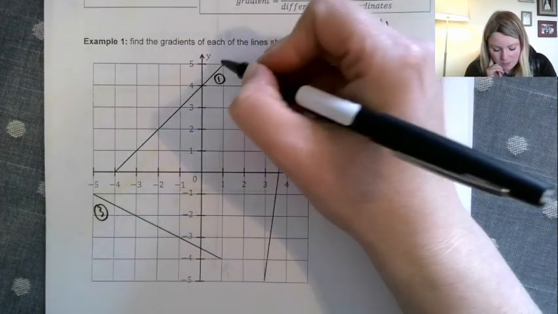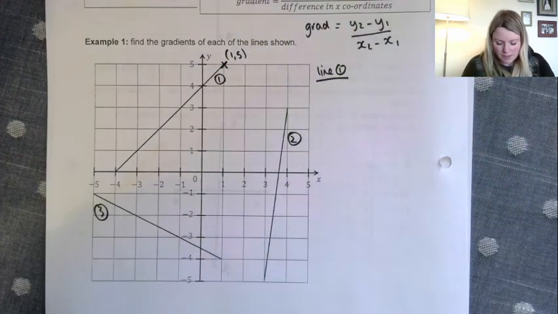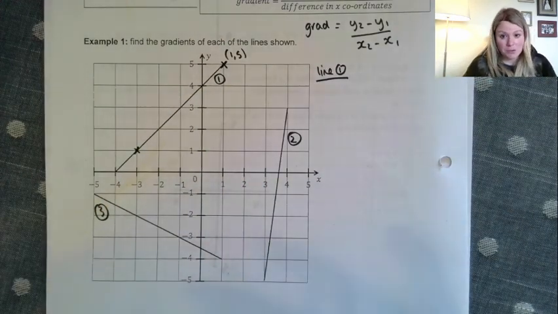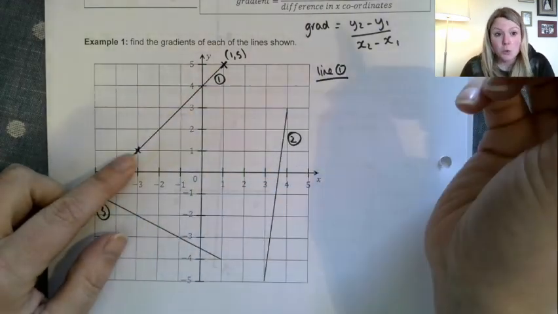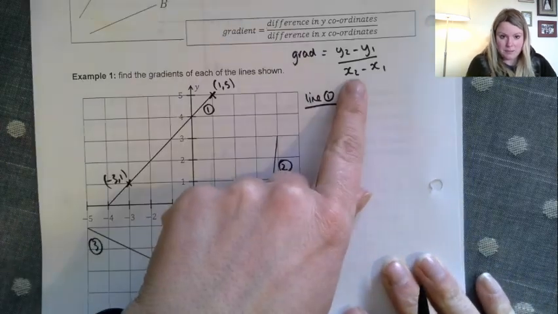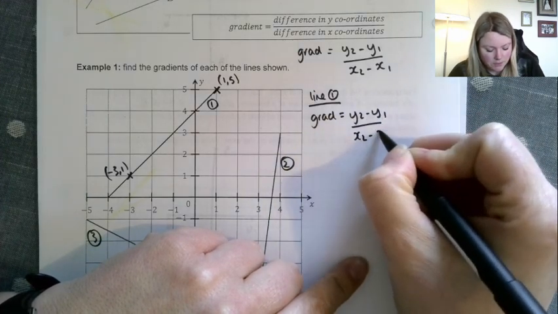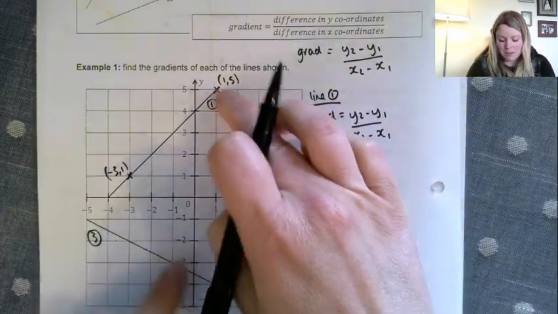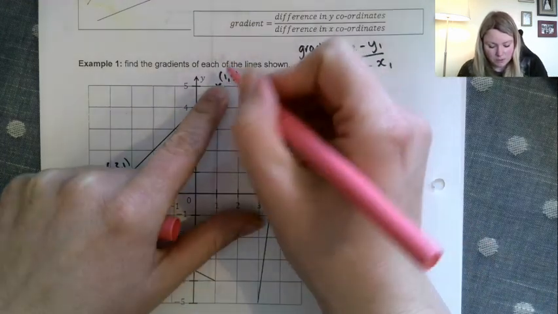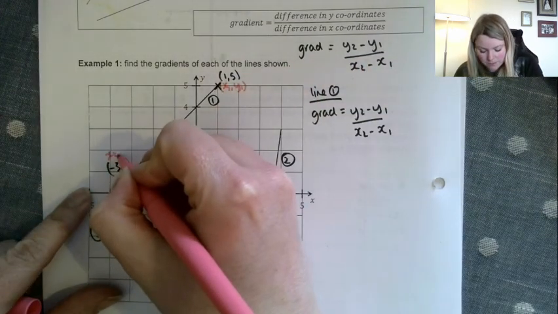So I'm going to choose for this one this point here, and this point is the point 1, 5. And let's choose this one. I could have gone for the end one, but I'm trying to show you that it doesn't have to be the two ends of it. So this point here has the coordinates minus 3, 1. Okay, so if we're doing this method here where the gradient is y2 minus y1 over x2 minus x1, we have to pick one of these points to be point 1 and one to be point 2. So I'm going to call this point here point 1. That means x1 is 1 and y1 is 5. And this point is x2, y2.